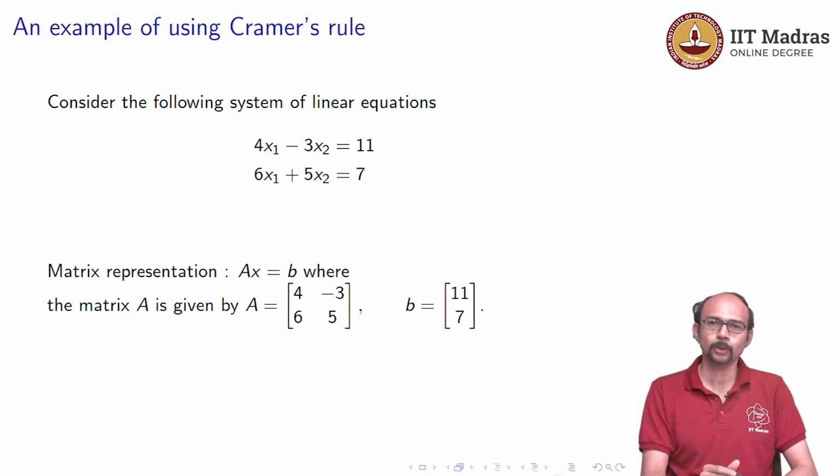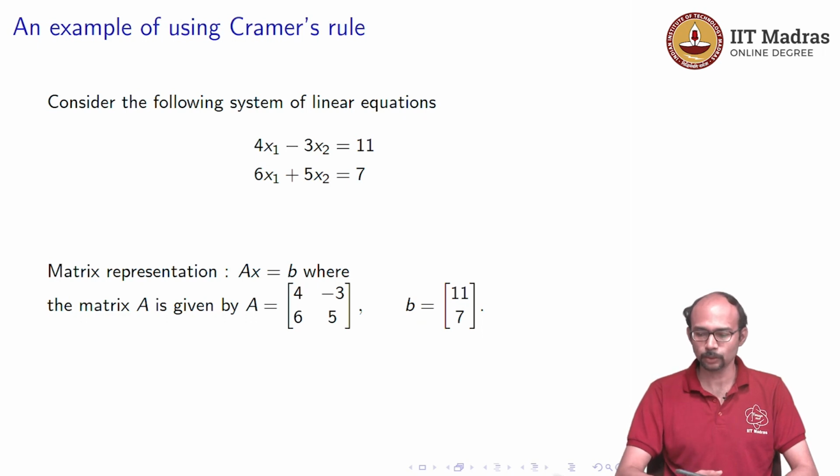So, let us recall what was the matrix representation. So, that is Ax is B. So, the matrix A is given by the coefficients. So, 4 minus 3, 6, 5 and B is the constants on the right. So, it is a column vector or column matrix 11, 7. And x is the unknowns x1, x2.